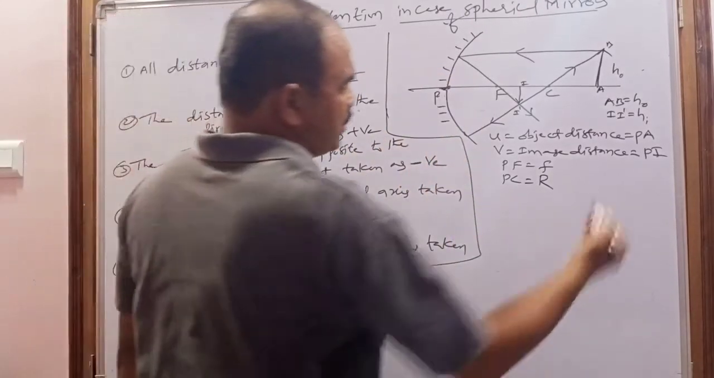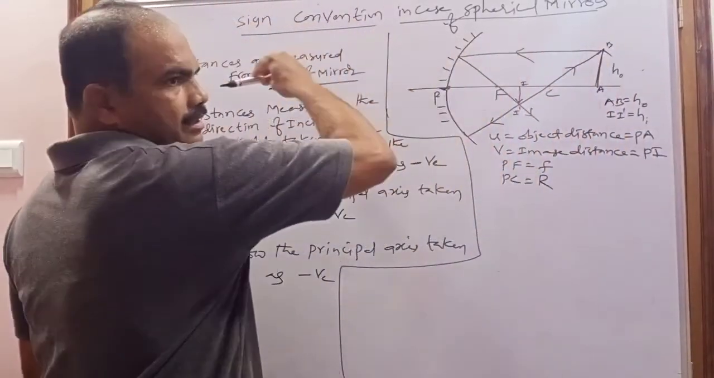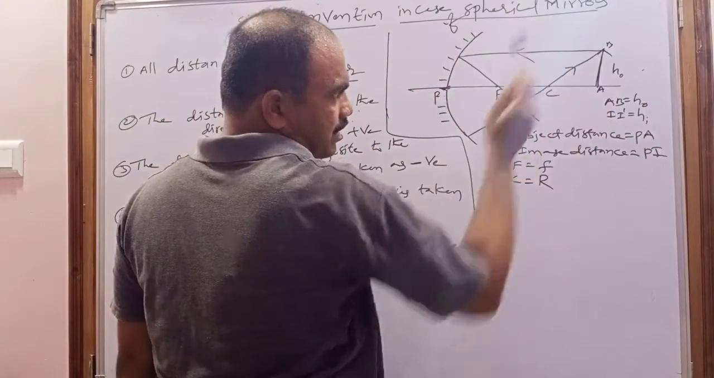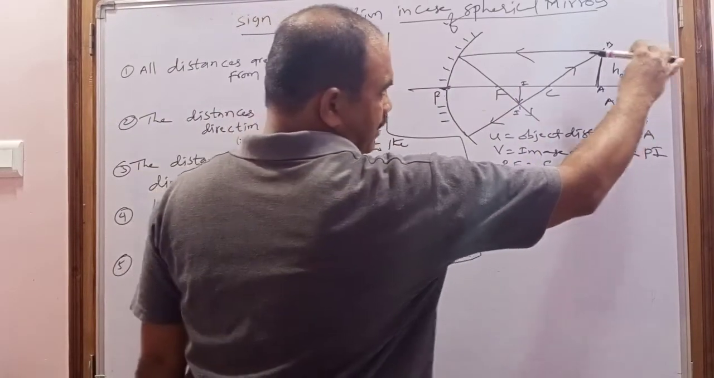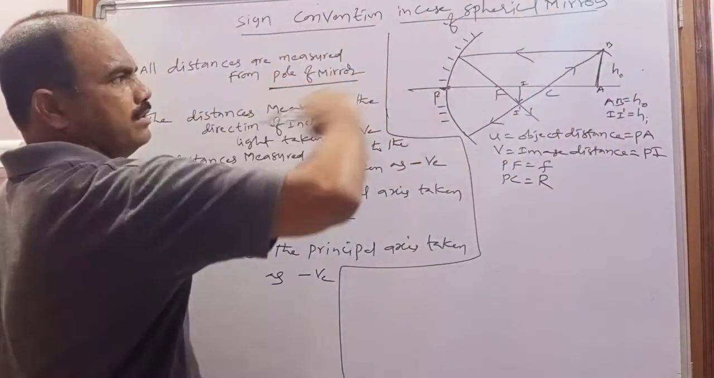Now observe. So what is the incident direction? This is the incident direction, and from this object the incident light is coming in this direction, from right to left. The light is moving from right to left.